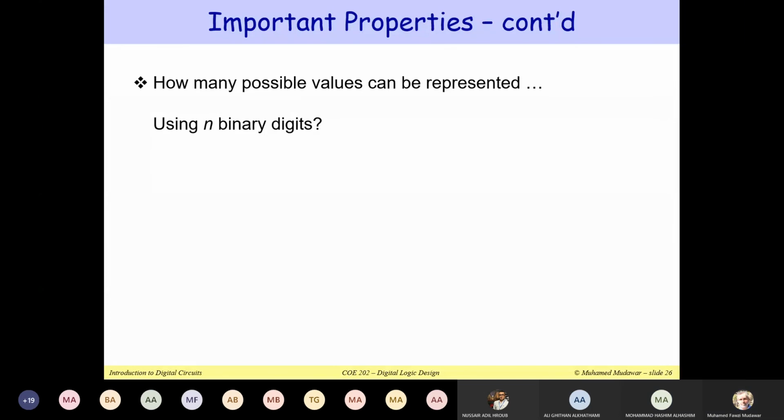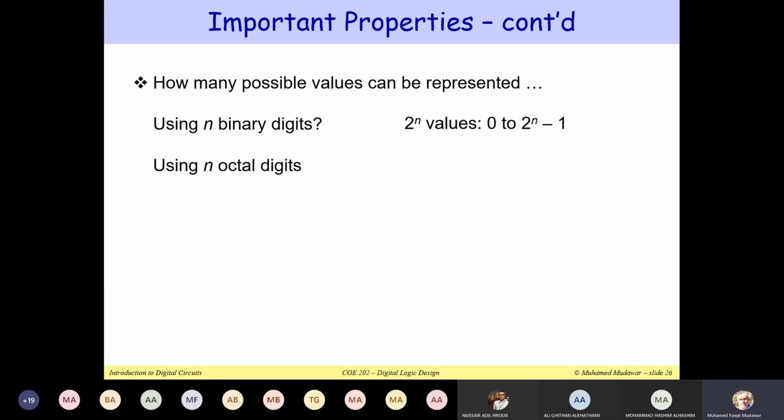Let us move on. How many possible values can be represented using n binary digits? If I use n binary digits, how many possible values can you have? 2 to the power n. Yes, it's 2 multiplied by 2 multiplied by 2, n times, because each digit in binary can have 2 values. So we have 2 to the power n values. The smallest will be 0, and the largest will be 2 to the power n minus 1, because we started at 0.